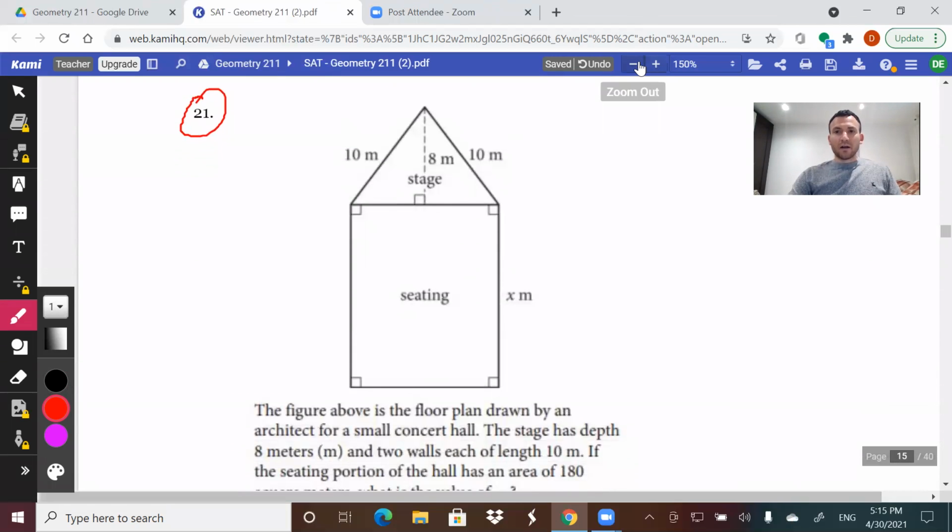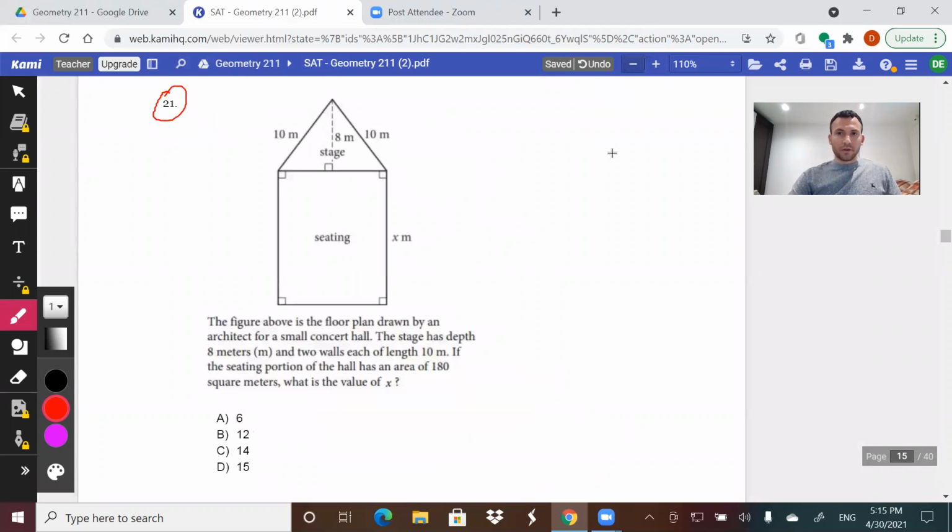Okay. Last triangle problem, and then we'll do a few circle ones.